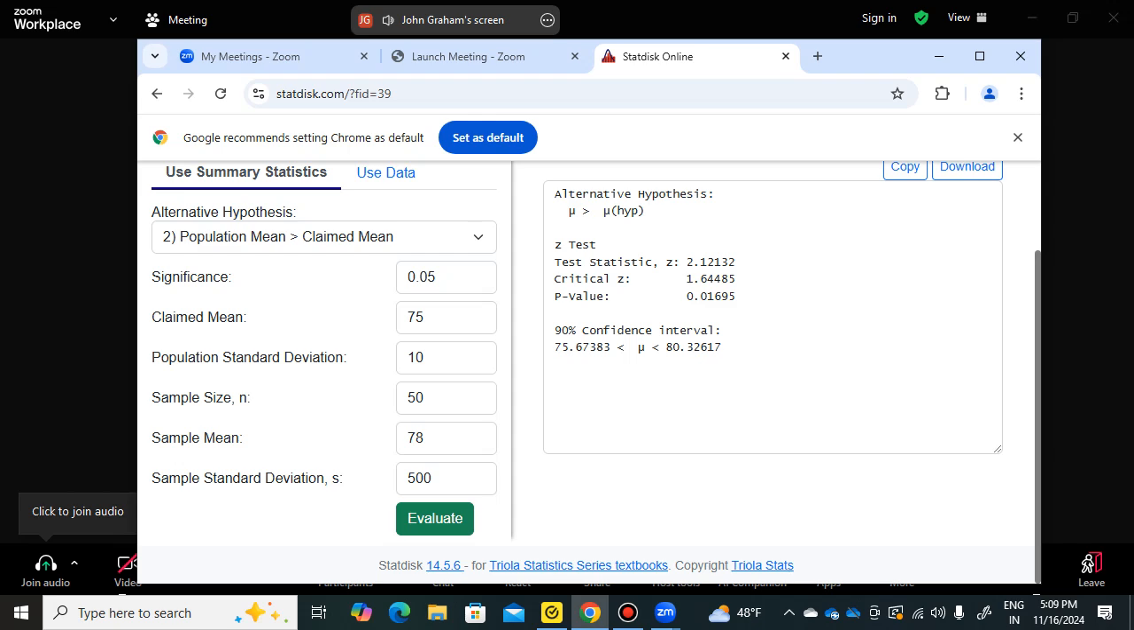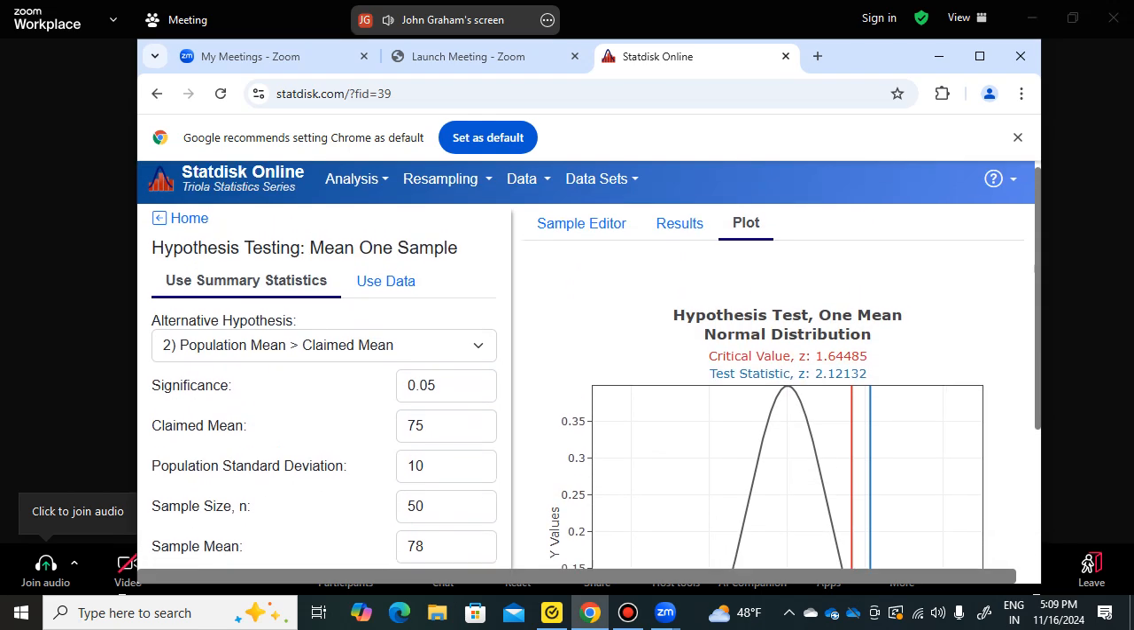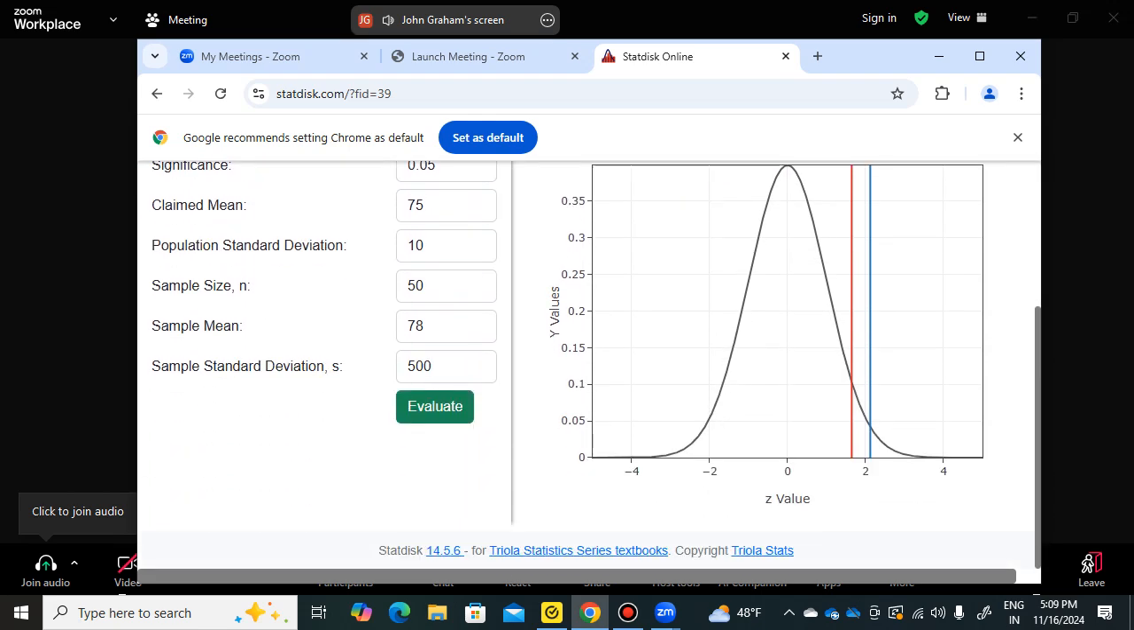Okay, the test statistic is 2.12. Critical Z is 1.645. P-value is equal to 0.017. All right, so let's look at the plot. The red is the critical value, and we are clearly in the rejection region.